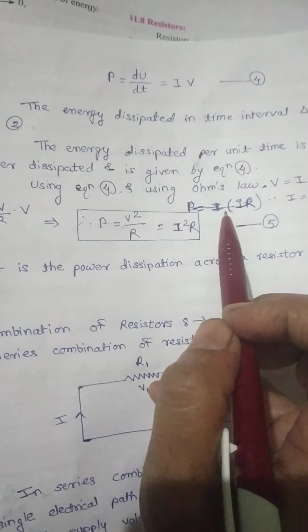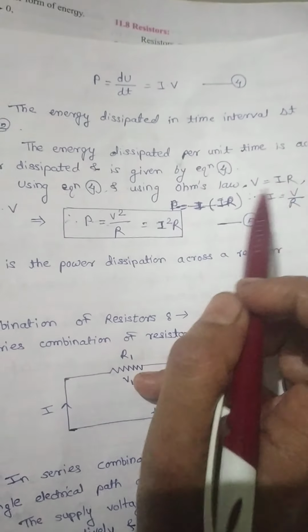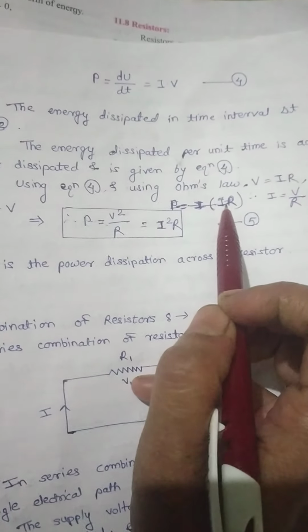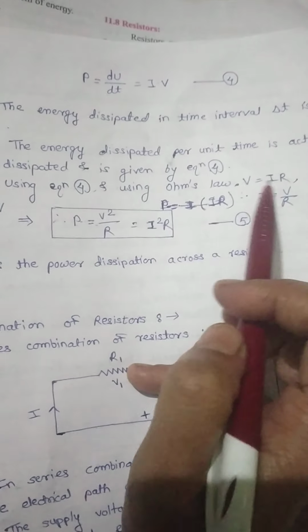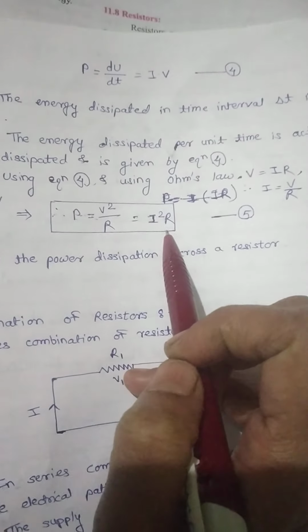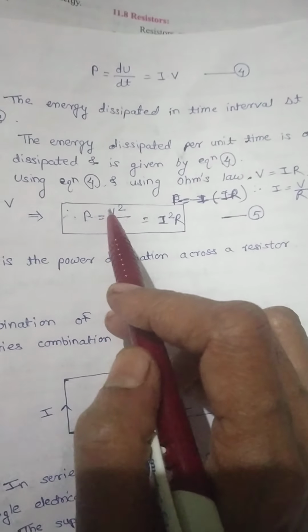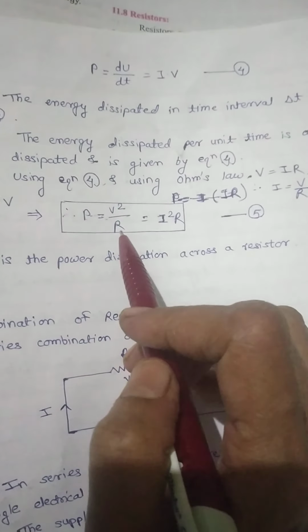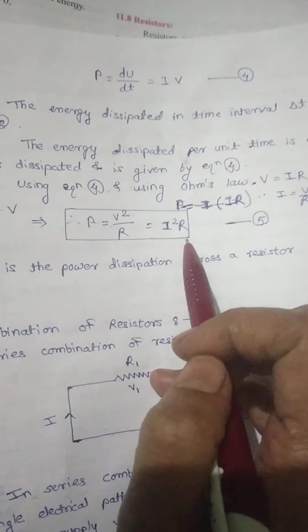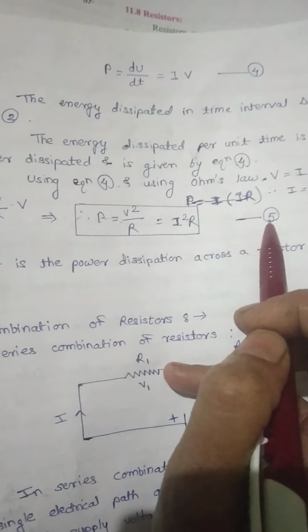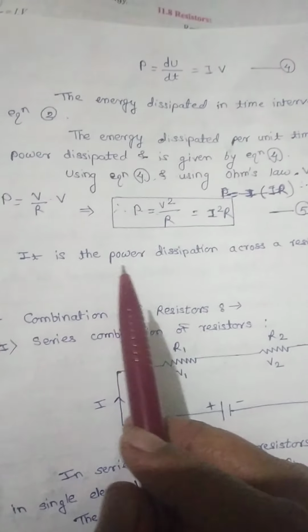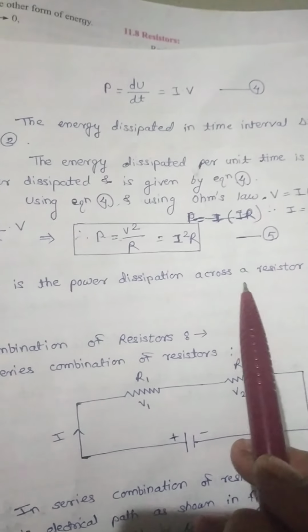And suppose we put V is equal to IR, P is equal to I into IR, and we get I square R. So P is V square upon R or I square R. This is equation number 5, and it is the power dissipation across the resistor.